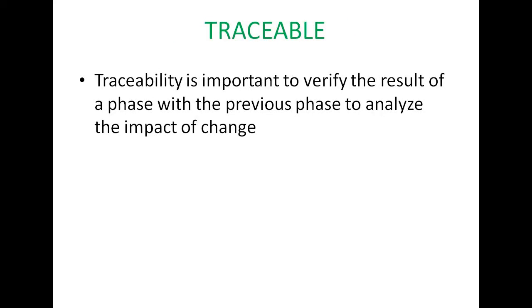Okay, next, traceable. What is the meaning of traceable? Traceability is important to verify the result of a phase with the previous phase to analyze the impact of change. What are the different changes from the previous step? That is known as traceability. Traceability means, from the previous result and the current result, what is the difference? We can trace out, we can verify. Trace out means verifying what the changes are between the previous result and the current result. Okay, that is the meaning of traceability.